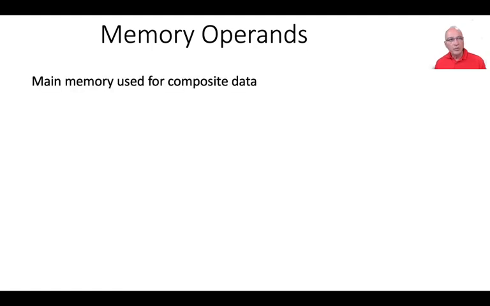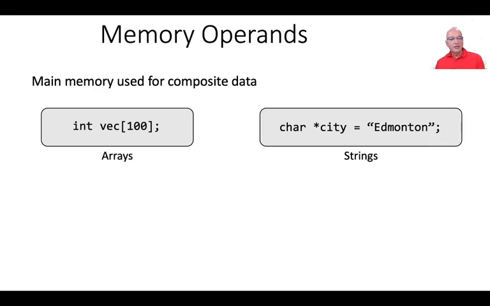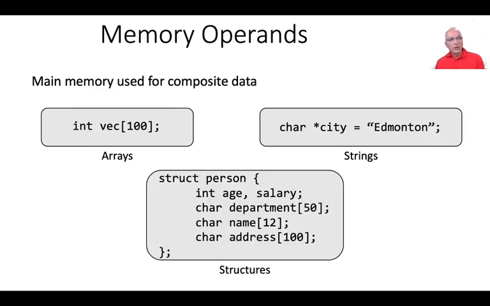And then we have memory operands. Memory in general can be used for composite data. For example, we already saw the example with arrays. We can also have things like strings in memory, or compound data structures that are common in C can be stored in memory.